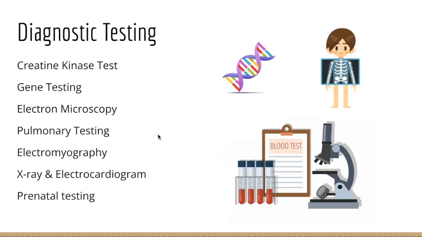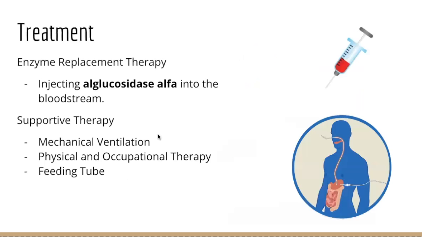When it comes to treatments, there is enzyme replacement therapy, which is done intravenously using the drug alglucosidase alfa, an enzyme that is genetically engineered to act like the naturally occurring acid alpha glucosidase enzyme. We also have supportive therapy such as mechanical ventilation, which is utilized to help the patient breathe as their lungs may have failed.